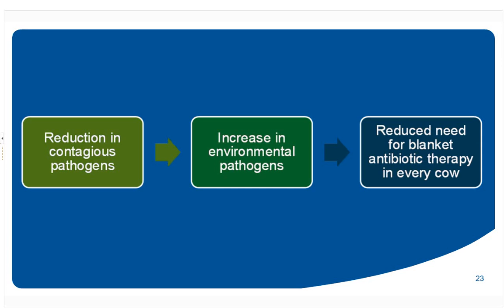Dry cow antibiotics were introduced in the 1950s as part of a structured five-point mastitis plan and were really quite successful in improving the chance of eliminating existing infections and affording some protection from new intramammary infections during the dry period. The prevalence of persistent contagious pathogens has declined, as we've already discussed. And similarly, the need for blanket dry cow therapy in every cow has also diminished.